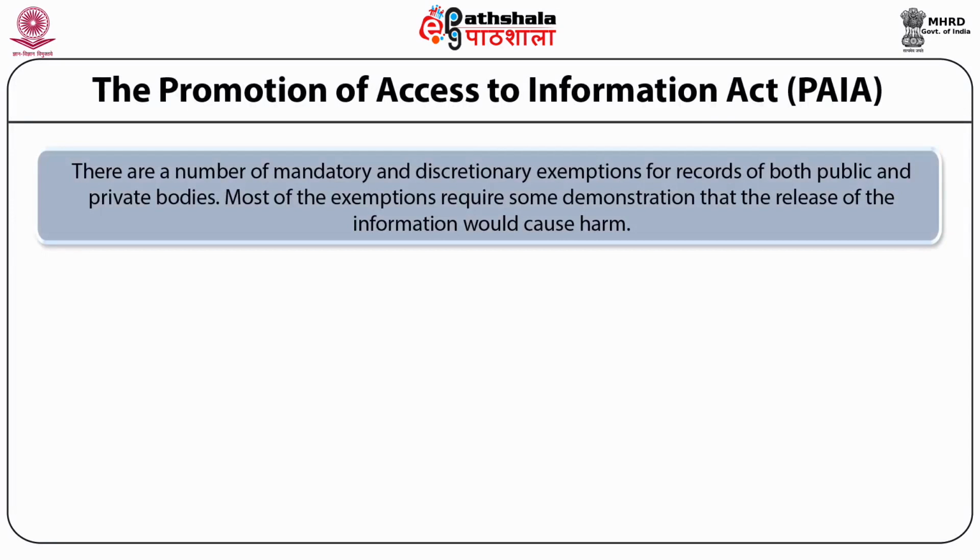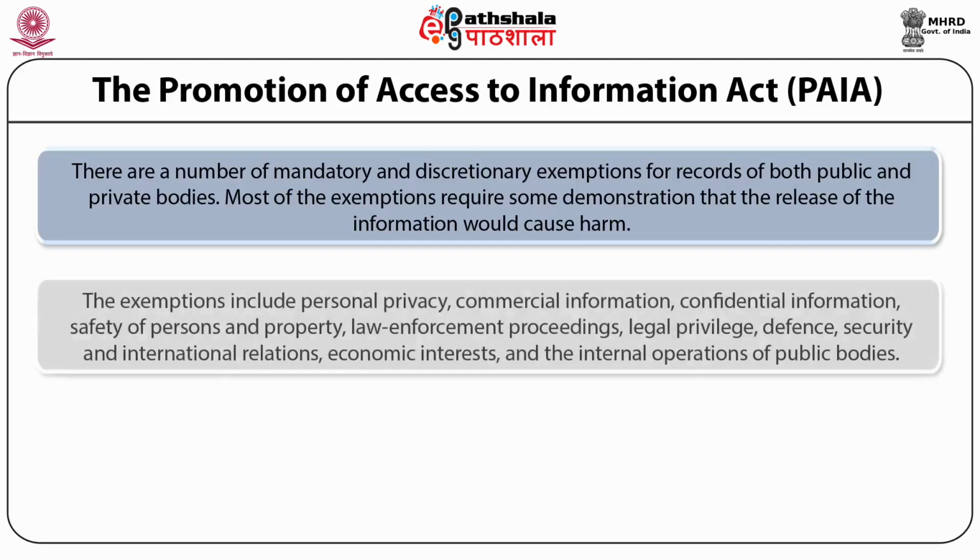Most of the exemptions require some demonstration that the release of the information would cause harm, much like in the UK, actual prejudice, right? What are these exemptions? Personal privacy, commercial information. What is commercial information? Trade secrets, right? You cannot apply to Coca-Cola in South Africa and say, tell us your formula, or apply to Kentucky Fried Chicken, KFC, in South Africa and say, tell us how you make your fried chicken, because that's commercial information. That's a trade secret, right?